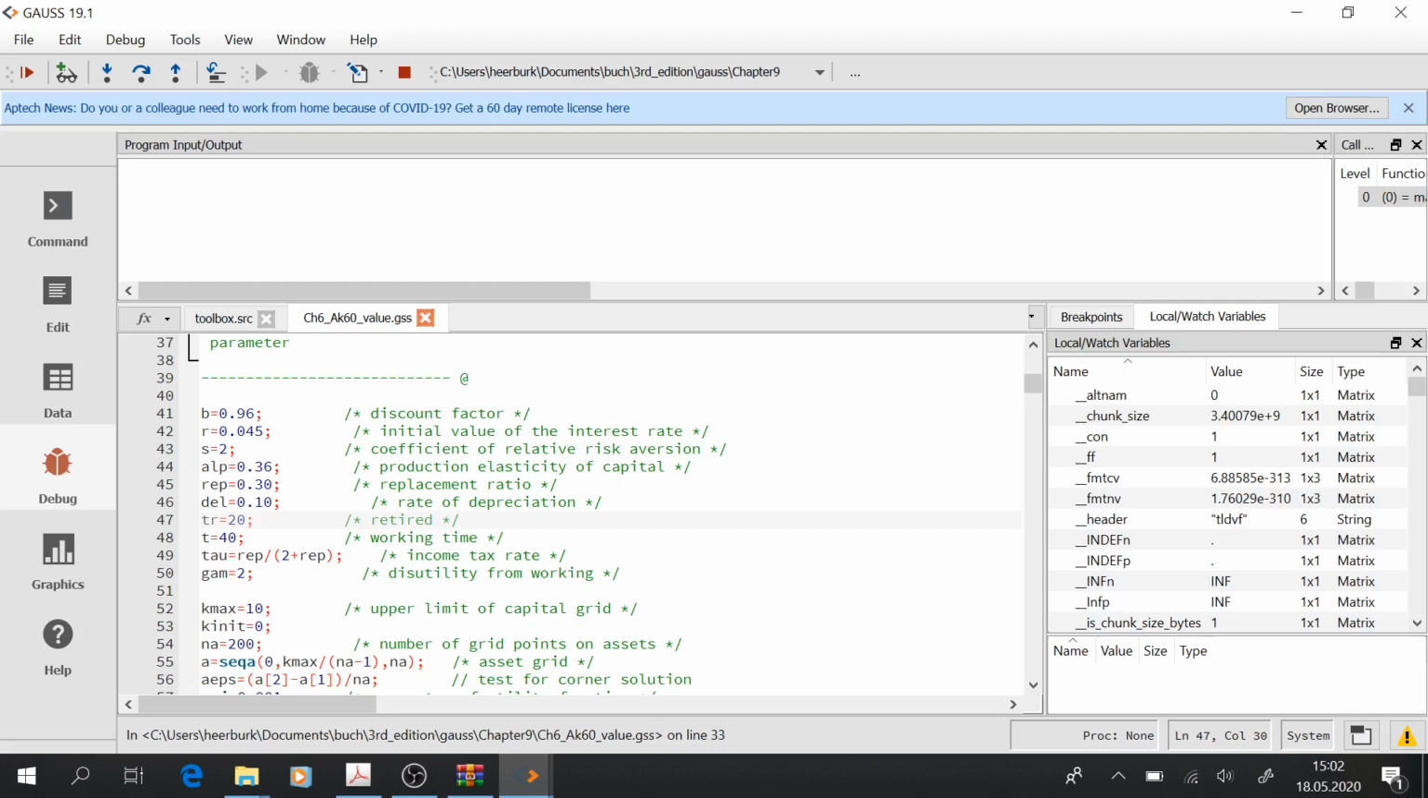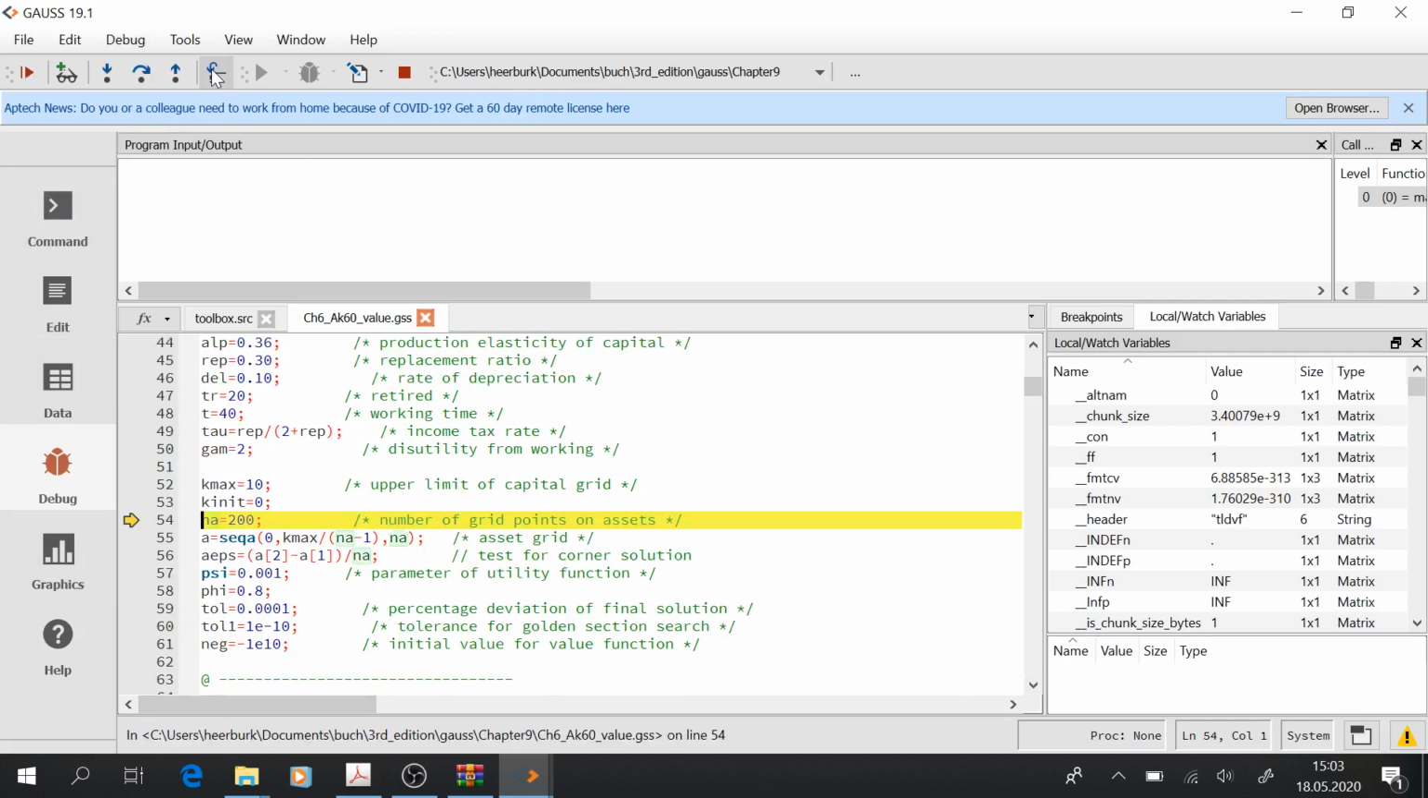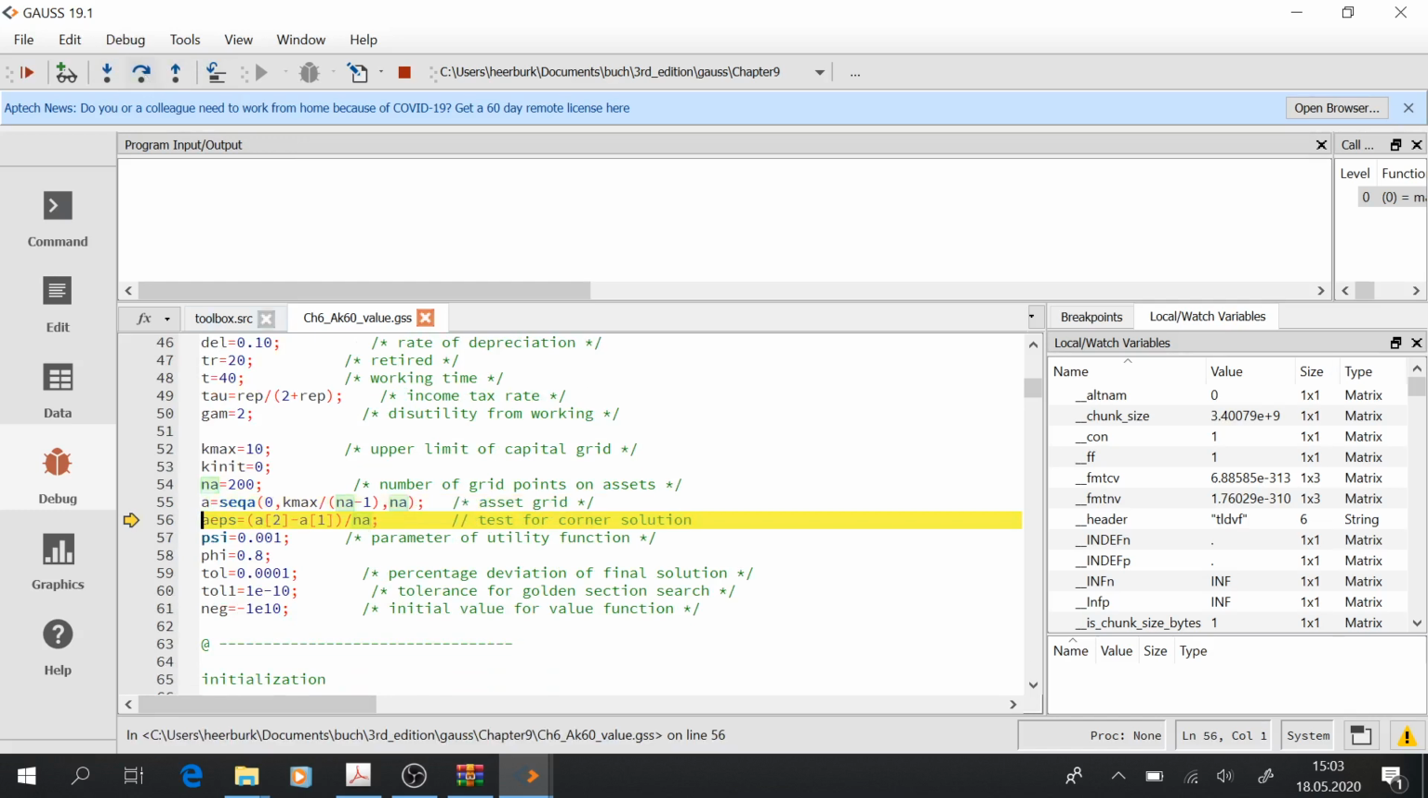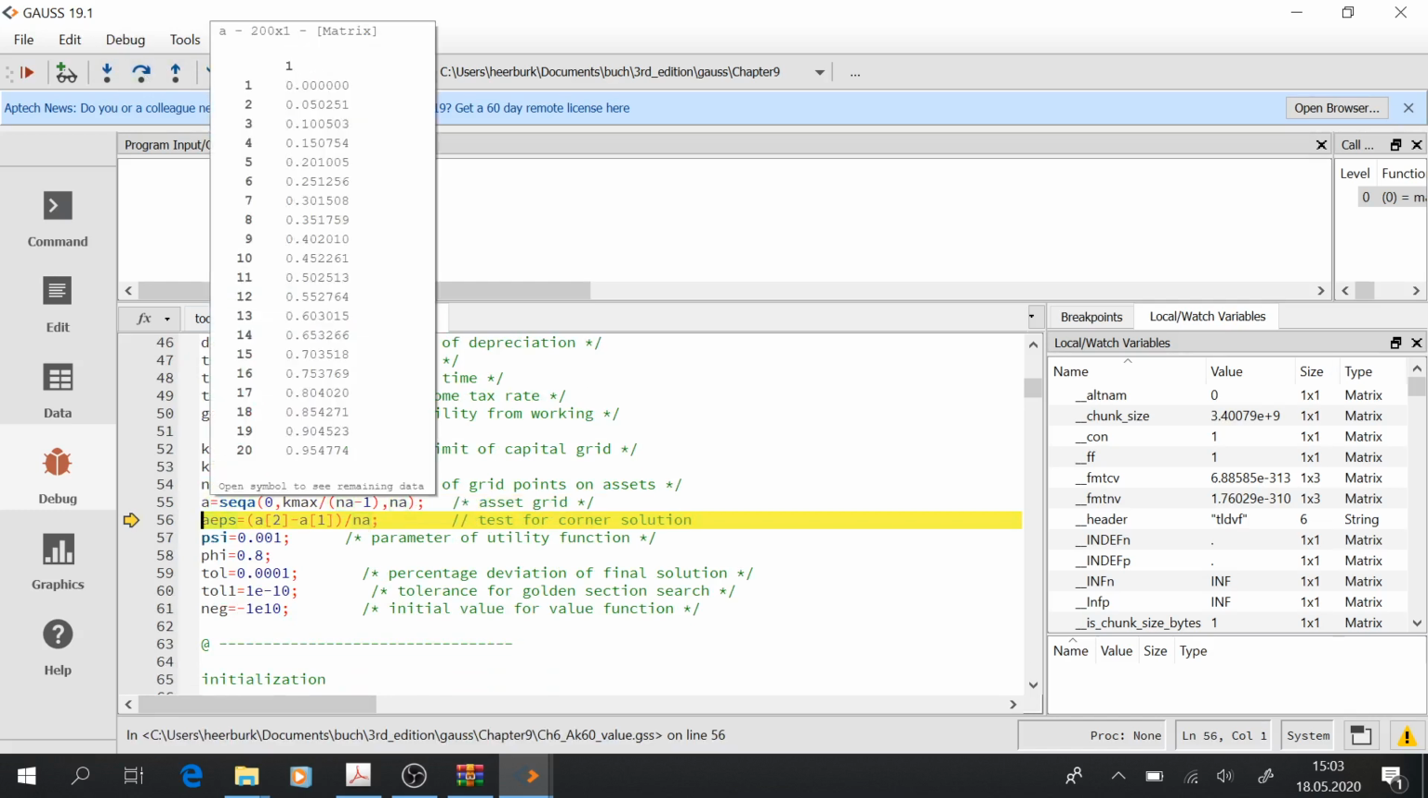Now, as I said before, we choose an asset space for the individual asset wealth from 0 to 10, and we use 200 equispaced points. So let's run to this grid here in our debugging mode. And our grid here, A, is specified as ranging from 0 till 10, and the grid points are approximately 0.05 apart from each other.